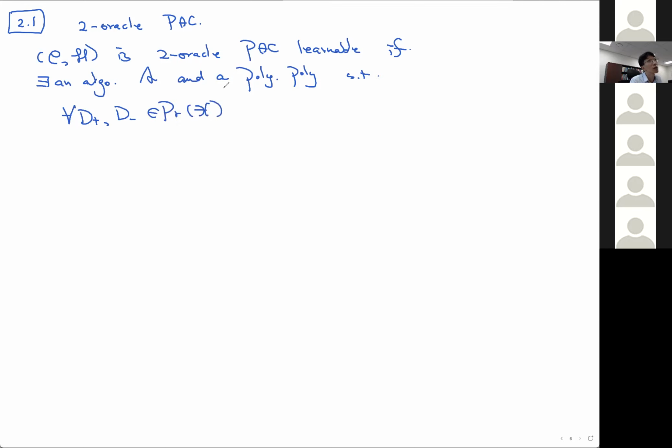And for epsilon and delta, or sample, this algorithm can be randomized. In this setup, it doesn't have to be deterministic. It can be a randomized algorithm.